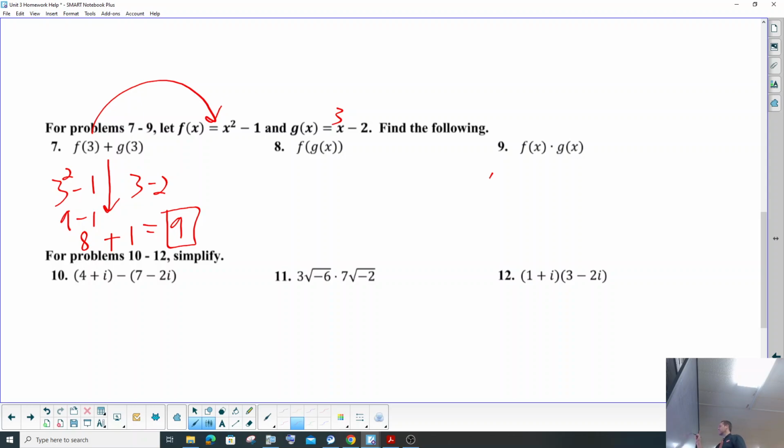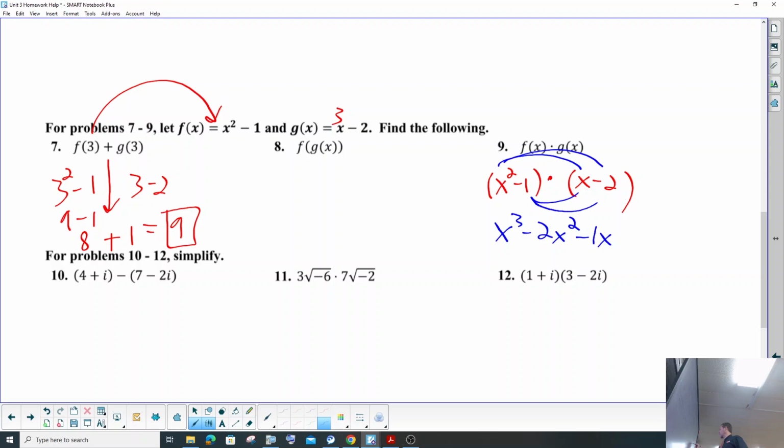Did you pause me? So we have x squared minus 1, right? x squared minus 1 times g of x, which is x minus 2. Way-o! So you're just going to distribute those through. x squared times x is x cubed, add the powers. x squared times negative 2 is a negative 2x squared. Negative 1 times x is a negative 1x. And negative 1 times negative 2 is a positive 2. Yeah, that's how we do it.